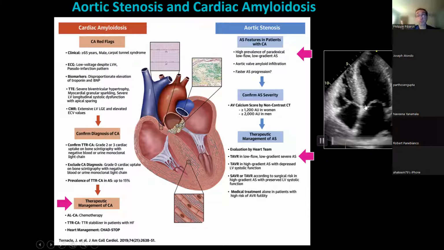Also look at clinical red flags, history of carpal tunnel syndrome, spinal stenosis, etc. ECG also has red flags, especially if you have a low voltage despite LVH, or a pseudo-infarction pattern. And right bundle branch block is also an important one. And if you have these red flags, don't hesitate to go with a confirmed diagnosis by bone scintigraphy and analysis of light chain in the blood and urine.